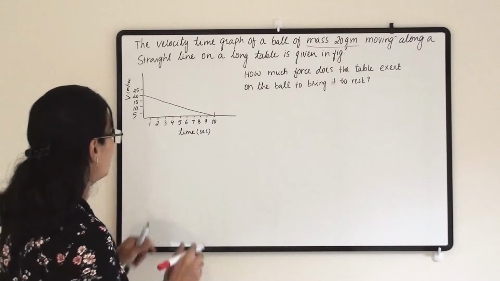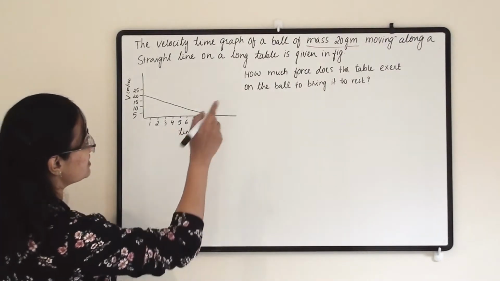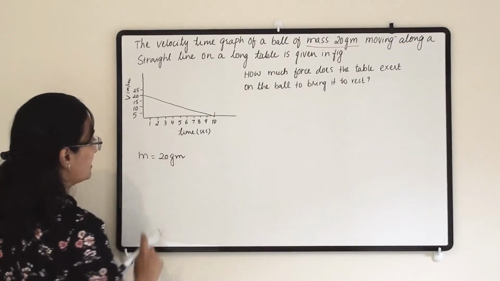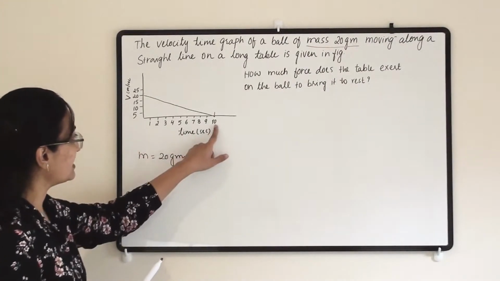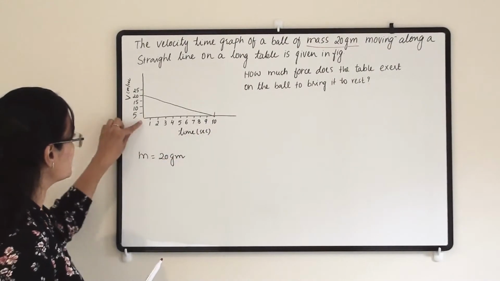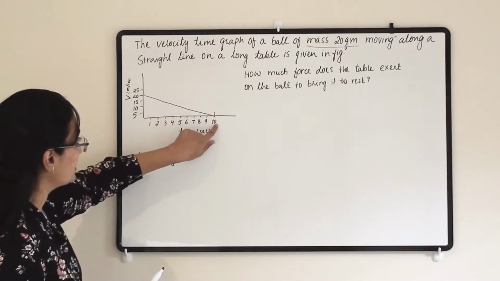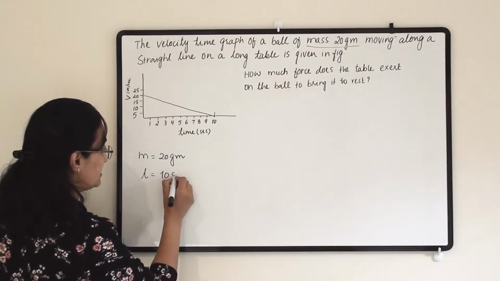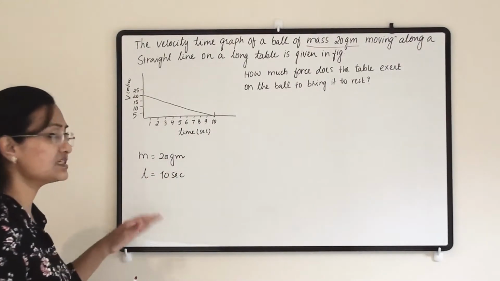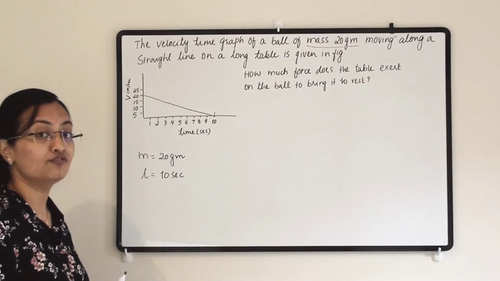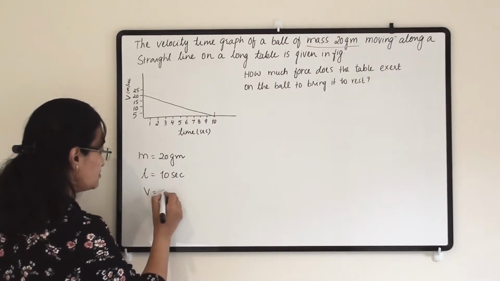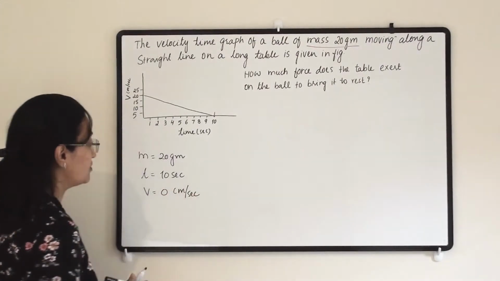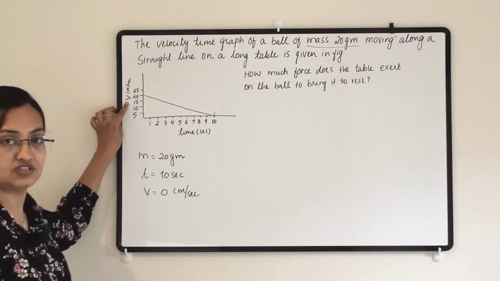Let us note down what details we have. First is the mass, m equals 20 gram. Then time: after 10 seconds it is coming to rest. So the time we are taking here is 10 seconds. Since it is coming to rest, its final velocity will be 0 centimeter per second, because the unit we are using here is centimeter per second.